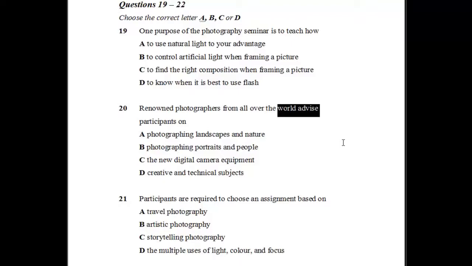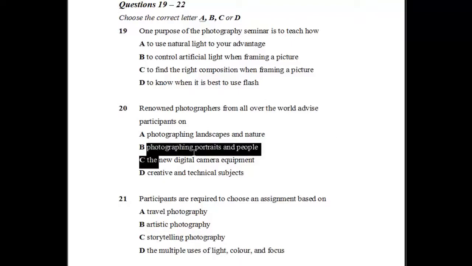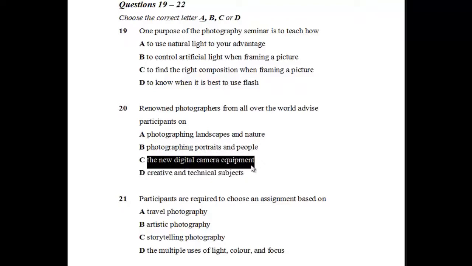For example, in question number 20, option C, the new digital camera equipment. We may find this exact same phrase in the text. It is unlikely to be paraphrased anyway. But is that phrase used in terms of advice? This is what you should ask yourself in order to answer. This is what you should ask yourself in every question and in every task. But now we focus on multiple choice, okay?